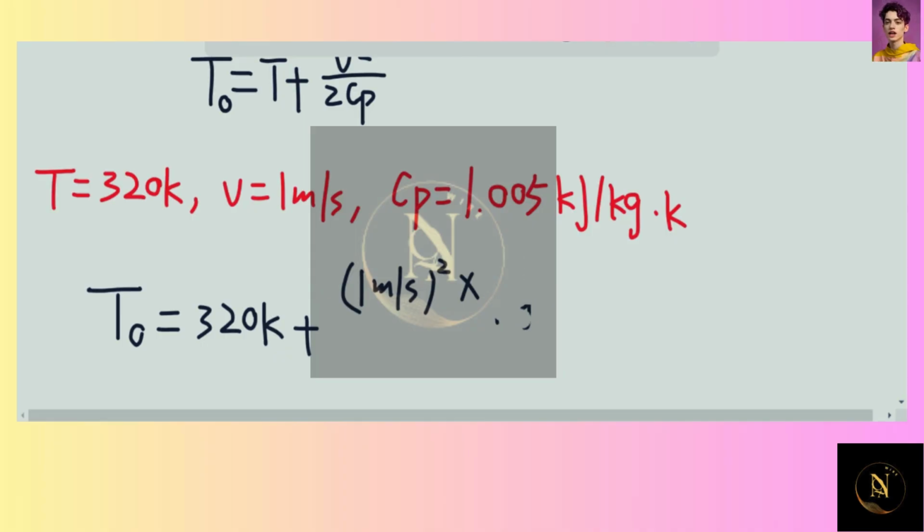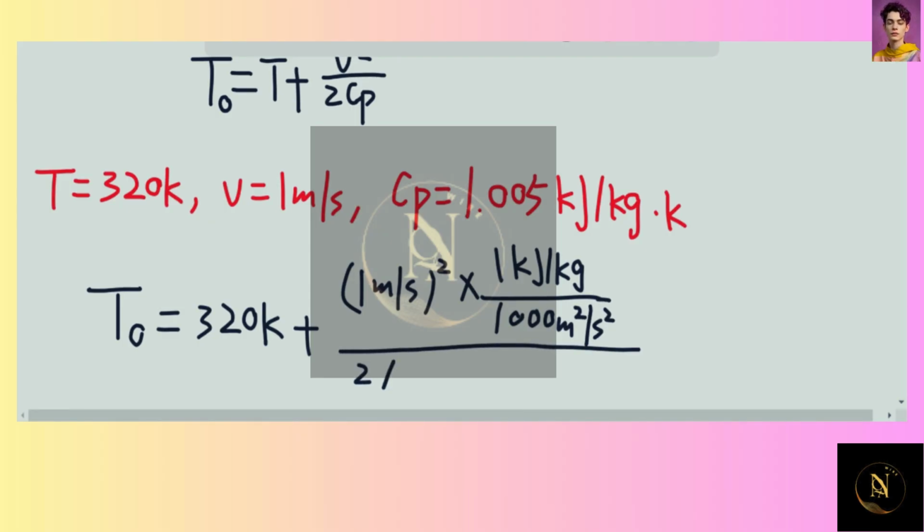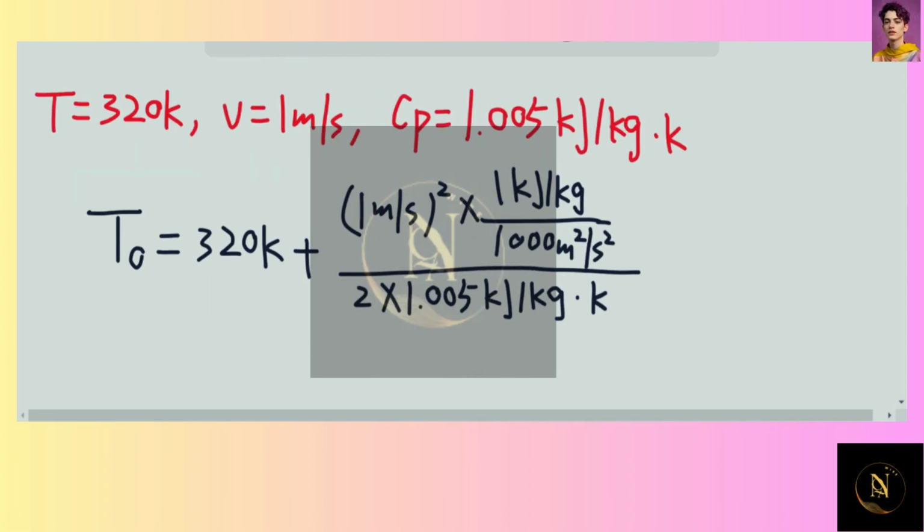And so the conversion between meter per second to the power 2 and kilojoule per kilogram is about 1,000. So we have 1 kilojoule per kilogram over 1,000 meters squared per second squared, and then divide by 2Cp, which is 2 times 1.005 kilojoule per kilogram times Kelvin. And this will give us the stagnation temperature of about 320 Kelvin. Okay.